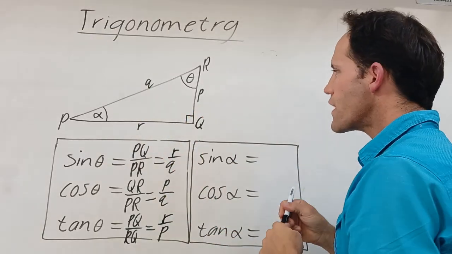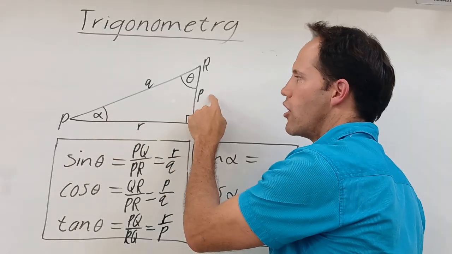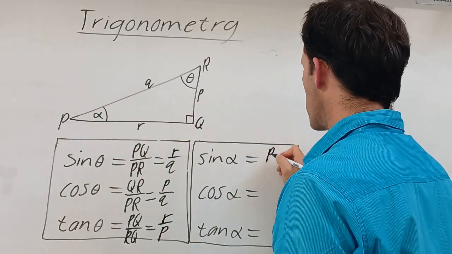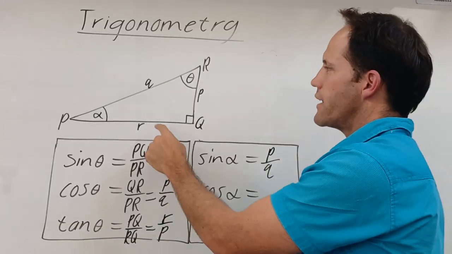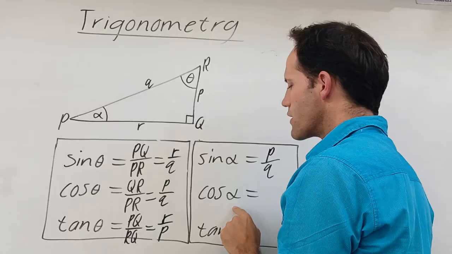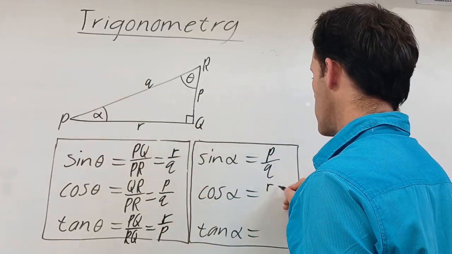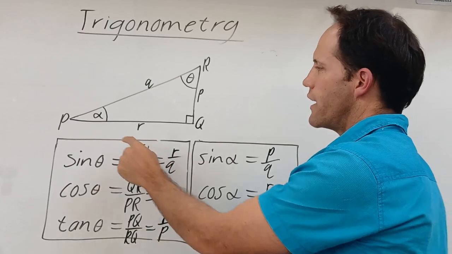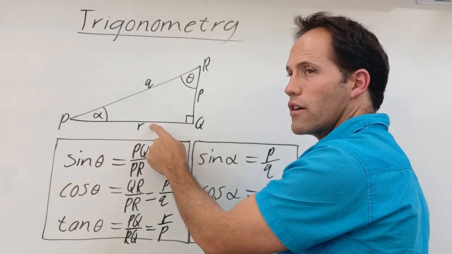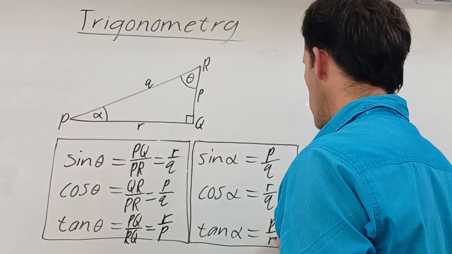So now for sine alpha, what are we going to have? Sine alpha, opposite over hypotenuse, p over q. Okay, and then that's for alpha, opposite over hypotenuse. For cos alpha, adjacent over hypotenuse, r over q, and then tan alpha, opposite over adjacent, p over r.